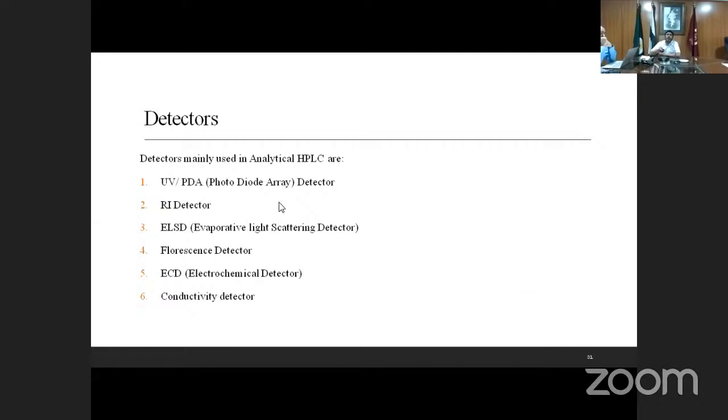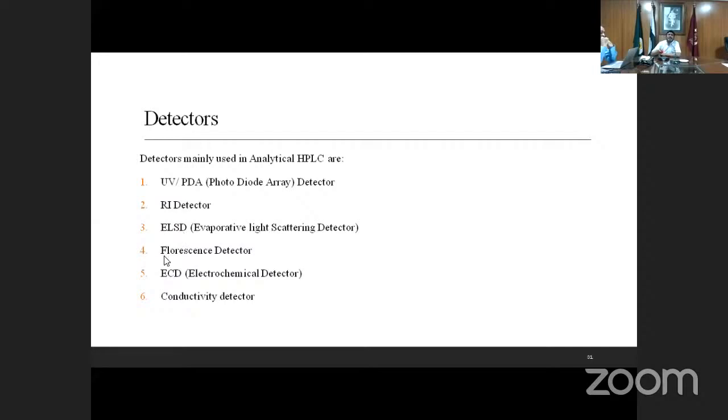If we have a chromophore, we use a UV or PDA detector. If we don't have any chromophore, like a sugar molecule, we use an RI detector. The ELSD detector, the evaporative light scattering detector, can also be used for molecules without a chromophore. The difference is that the RI detector works only in isocratic mode. The RI detector is never used in gradient mode. UV-inactive compounds can also be analyzed with the ELSD detector.